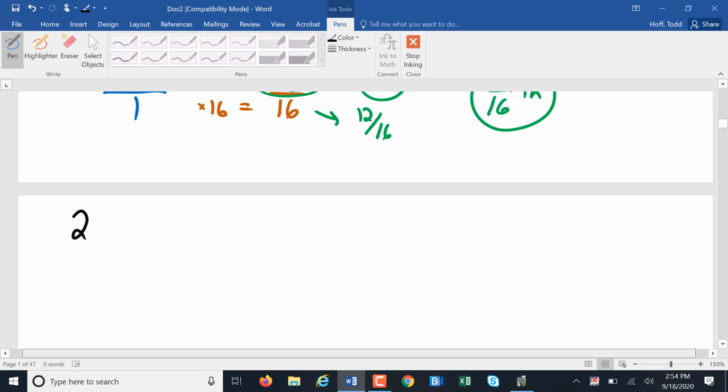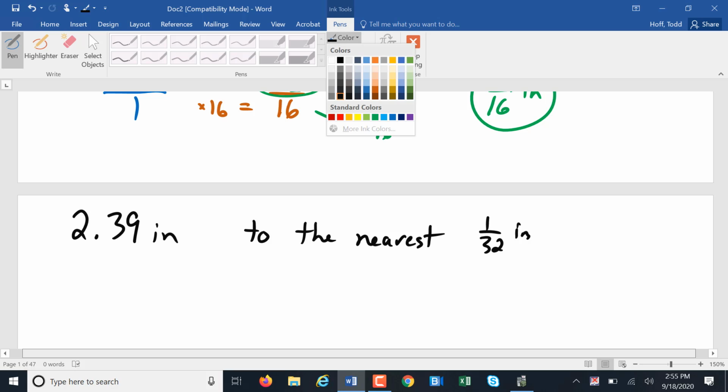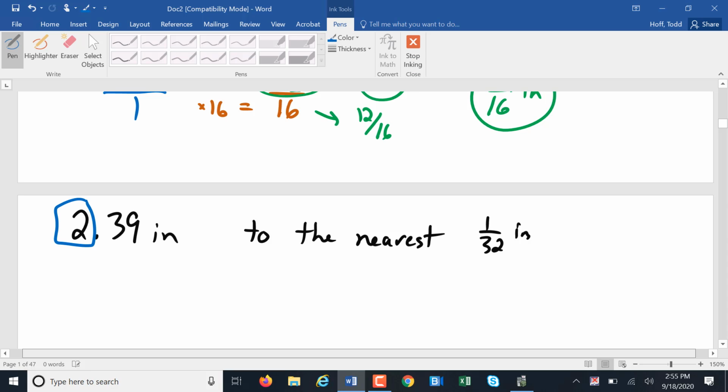We might have something like 2.39 inches. We want it to the nearest 32nd of an inch. Well, first of all, the 2 in front of the decimal point, that's whole inches. We don't need to worry about that. We got 2 whole inches. It's the 0.39 that we have to convert. Once again, we convert it by putting it over 1.